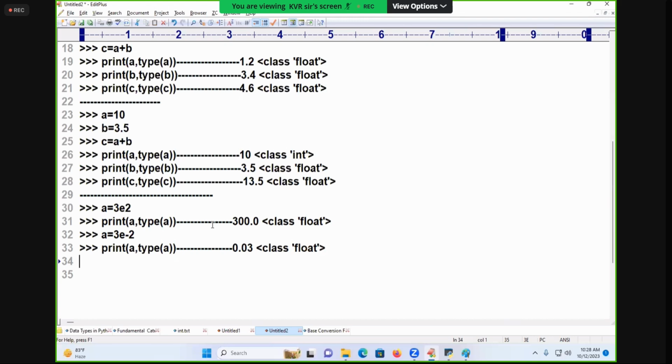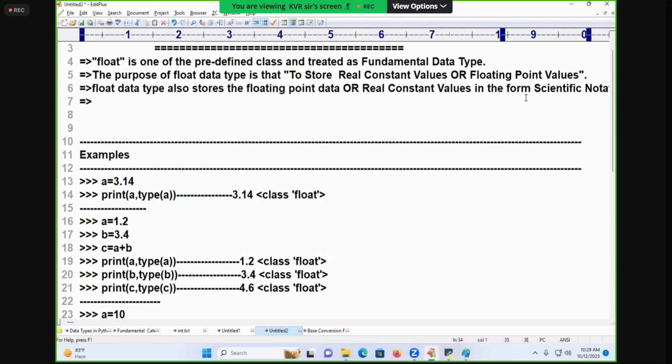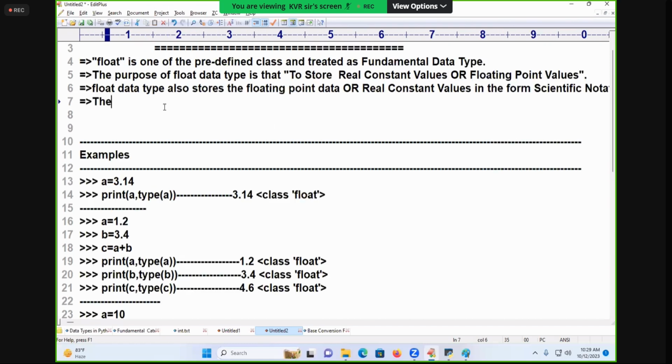So coming back to the point, now I am going to say, what is the advantage of the scientific notation? Now I am going to say the general format of scientific notation, which I am writing: mantissa into 10 to the power of exponent, mantissa E exponent.